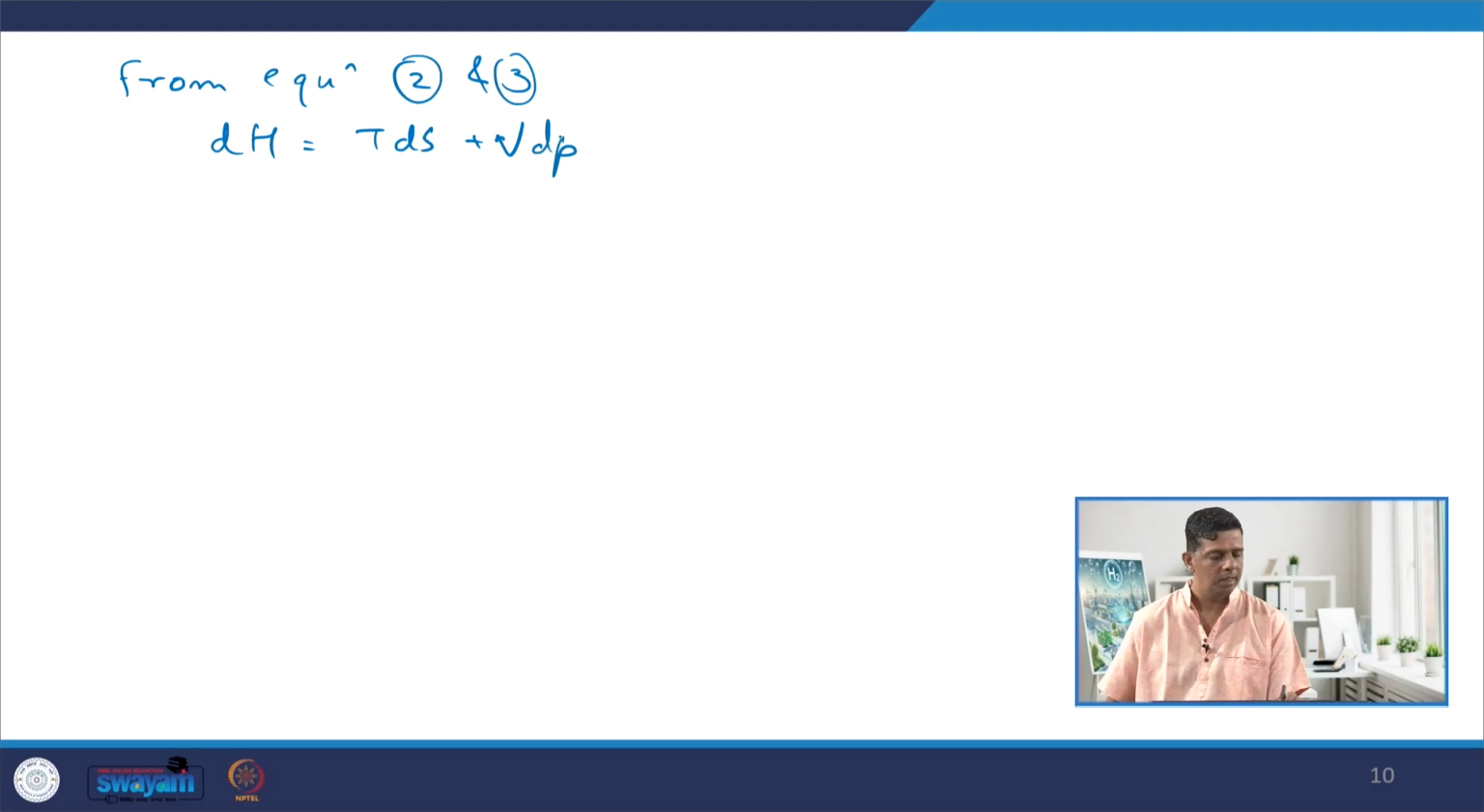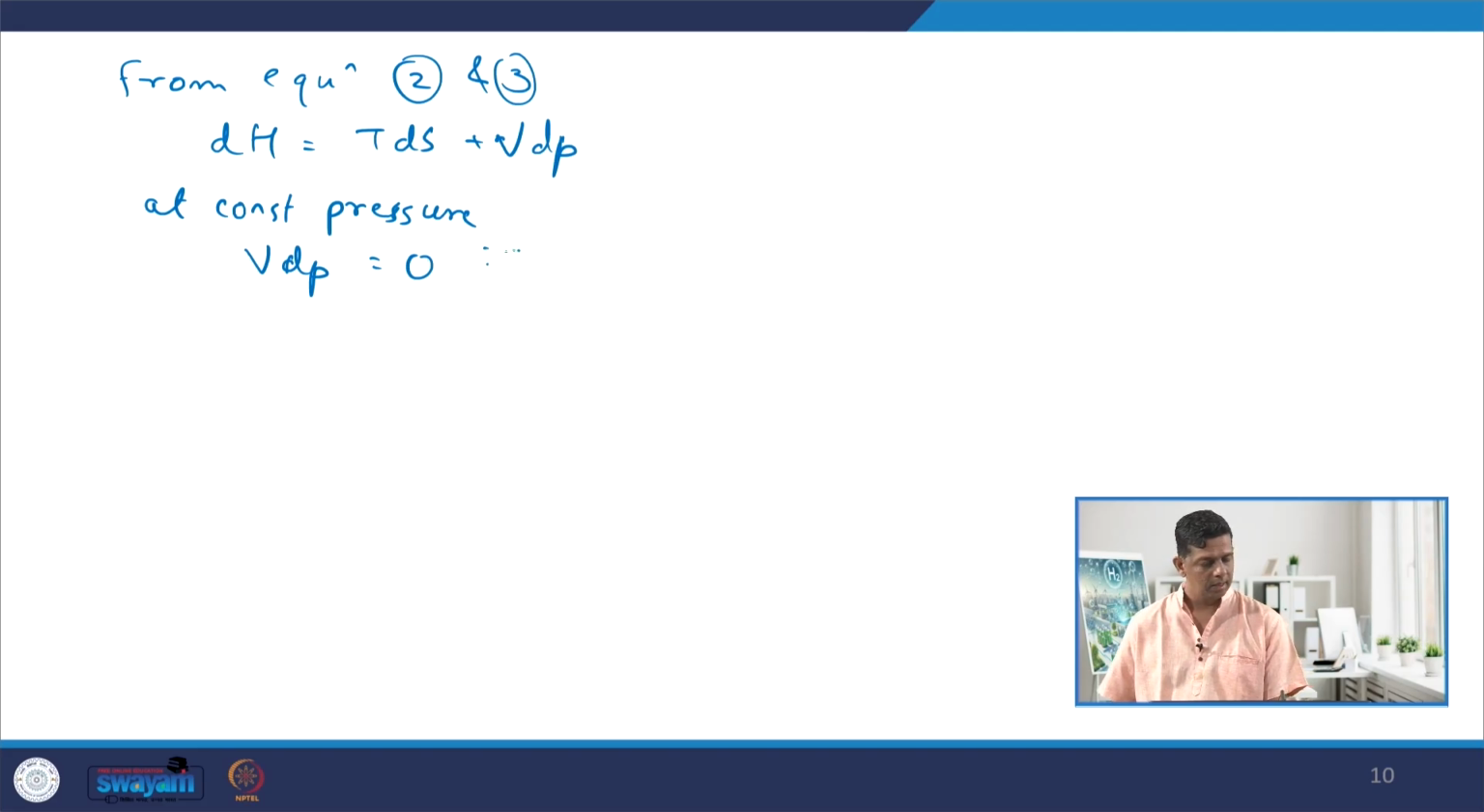Please understand, this pressure P is written as a small letter because it is an intrinsic quantity. Since all these fuel cells or electrolyzers operate at constant pressure, the V dP term will be moved away. We can write V dP equals 0, since dP is equal to 0. So, we can write dH equals T dS, which is equal to dQ.